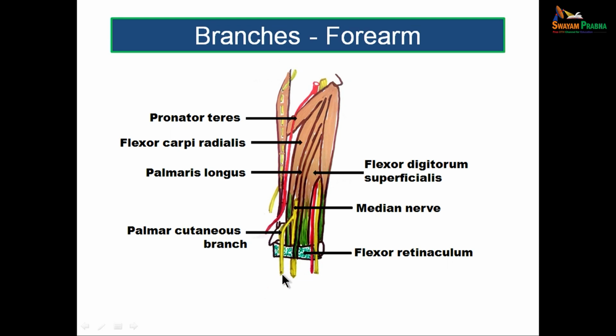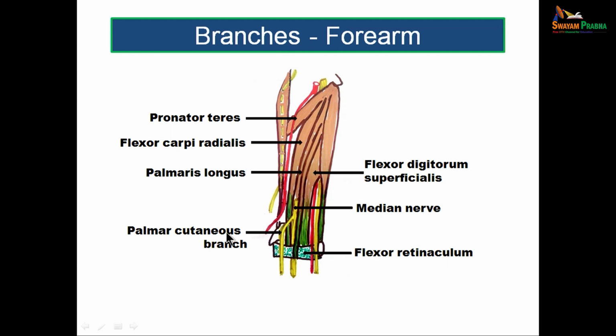How does it descend down is important. It is going to be superficial to this deep fascial thickening, and that is the flexor retinaculum. So, the palmar cutaneous branch will pass superficial to the flexor retinaculum to reach the palm. Please note this relation, it is an important relation whereby you can differentiate whether the nerve injury is at a higher level or deep to the carpal tunnel. So, that is the palmar cutaneous branch.